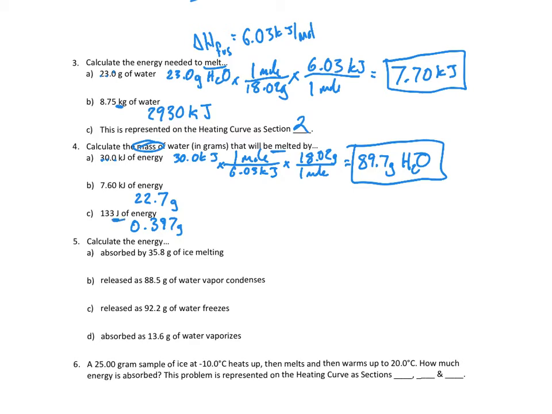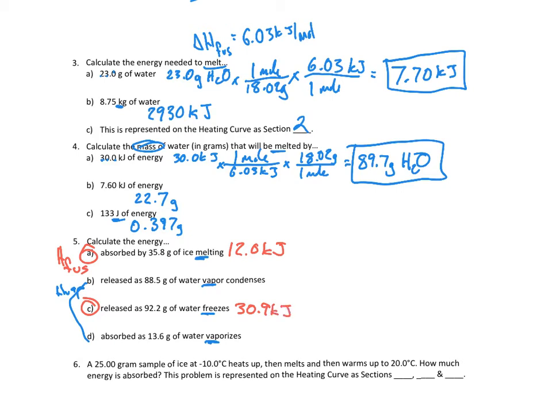Okay, so number 5 mixes them all up, but they're exactly the same kind of problem. So I'm talking about melting, vaporizing, freezing, and vaporizing. Okay, so B and D are using HVAP, and A and C are using HFUS. So the correct answers for those, for A, it would be 12.0 kilojoules if you do that problem correctly. And for C, if you do it correctly, it'll give you 30.9 kilojoules.